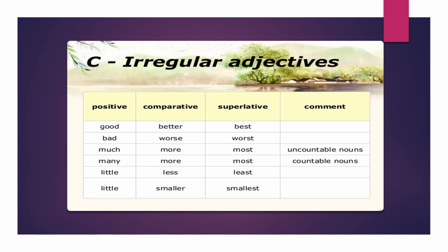So for any uncountable nouns that you have, you will always be using adjectives like much, more and most. Likewise, little, less, least, and little, smaller, smallest. So these are certain irregular adjectives. Why irregular? Because regularly, while making a comparison, we either use words with er, est endings or words prefixed with more or most, but because these words do not follow either of the rules, they are known as irregular adjectives.